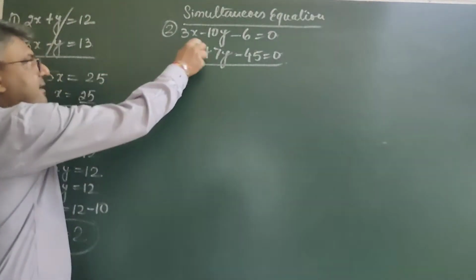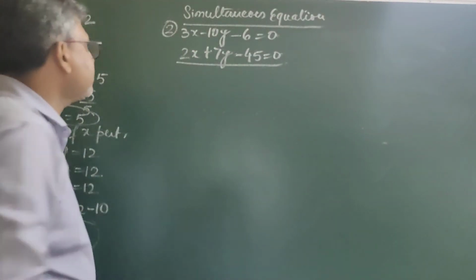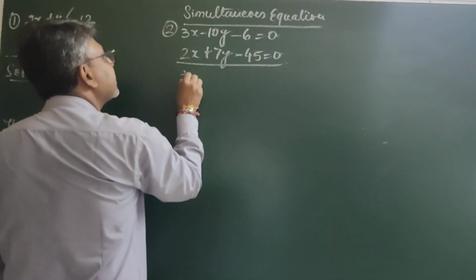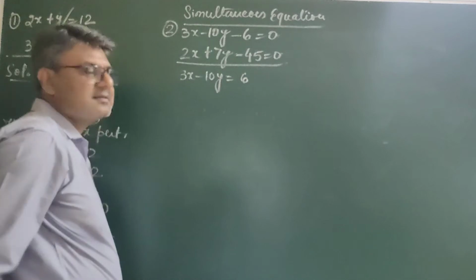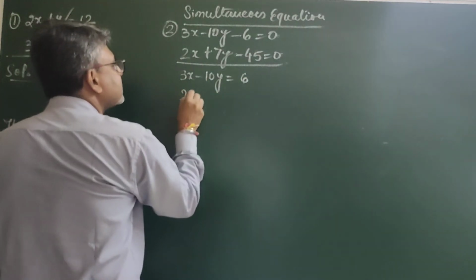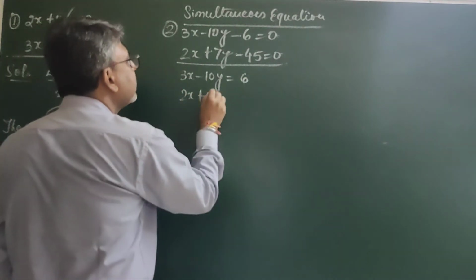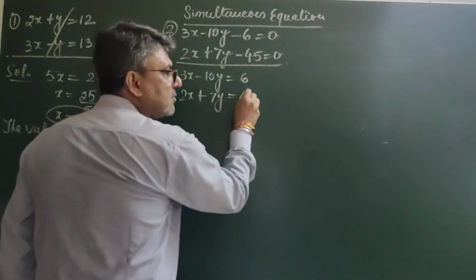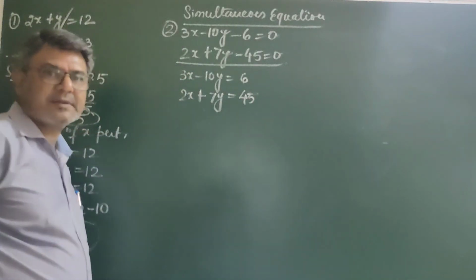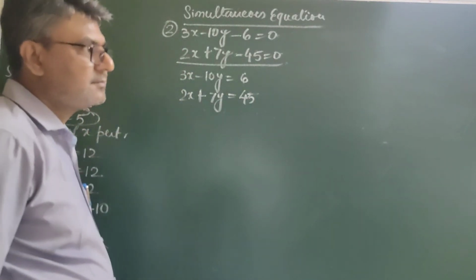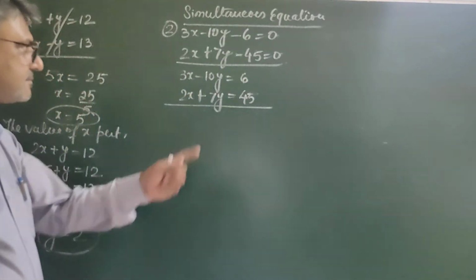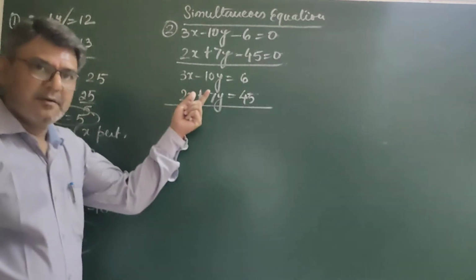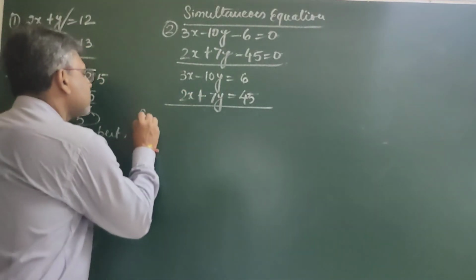First of all, write in form of simultaneous equation, that is 3x minus 10y are equals to 6, 2x plus 7y are equals to 45. Again, start the solution.